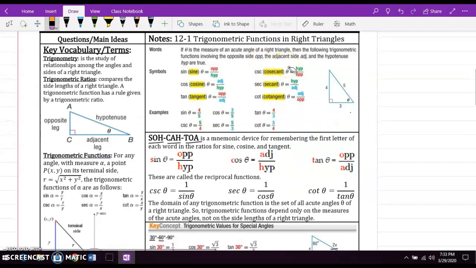Today's notes, we're going to go over how to solve for the sides and angles in a right triangle if we're given specific lengths or angle measures within the triangle. The first thing you need to remember is the three basic trigonometric functions.